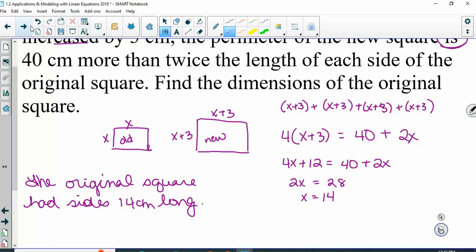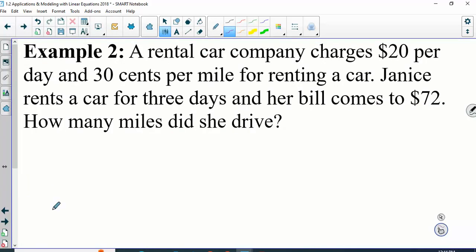Let's try another one. A rental car company charges $20 per day and 30 cents per mile for renting a car. Janice rents a car for 3 days and her bill comes to $72. How many miles did she drive? Is this one where it would make sense to draw a picture? No. So you have to tell me in words what your variable stands for.